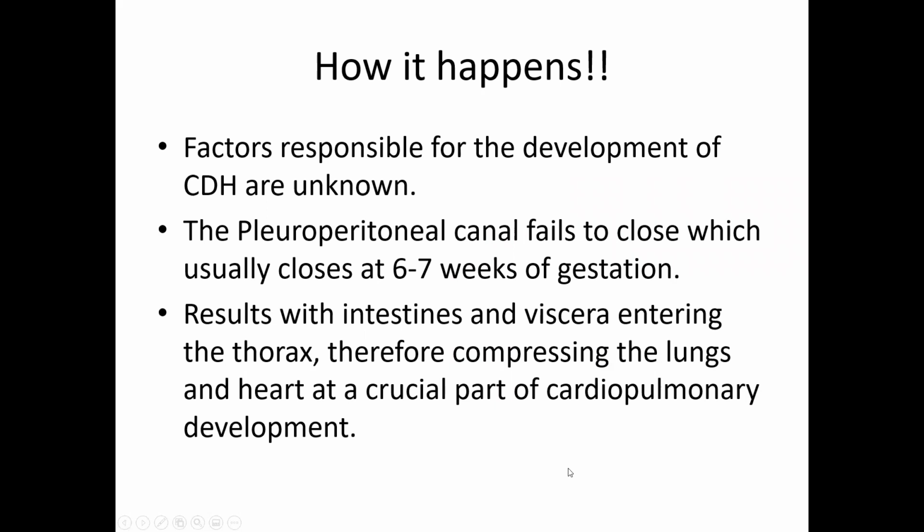Factors responsible for the development of CDH are unknown. The pleuroperitoneal canal fails to close. This usually closes at 6 to 7 weeks of gestation. This results in intestines and viscera entering the thorax, therefore compressing the lungs and heart at a crucial part of cardiopulmonary development.